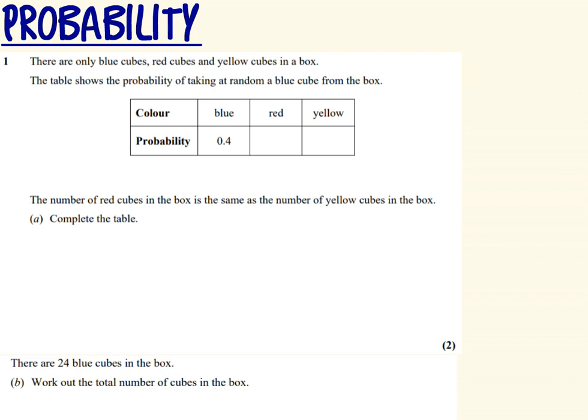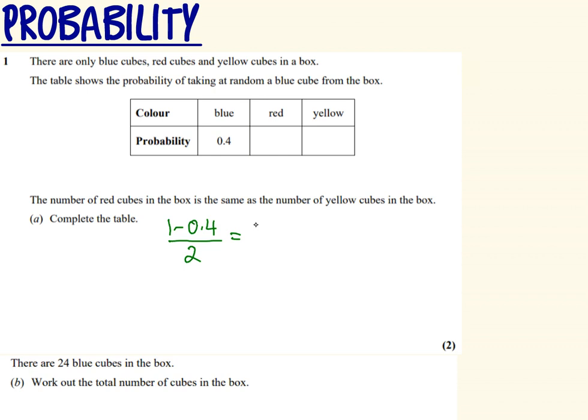So the key with this question is we need to recognise that all of those probabilities in that table have to add up to 1 because there's only blue, red and yellow cubes in the box. So if we're going to take a cube out of the box, those are the only options, therefore this has to add up to 1. It does say that the number of red cubes and the number of yellow cubes are actually the same. So as we know that it all has to add up to 1, all we need to do is take away the 0.4 from 1 and then we can halve that, and that's going to give us the probability of red and the probability of yellow, and then we can just fill the table in.